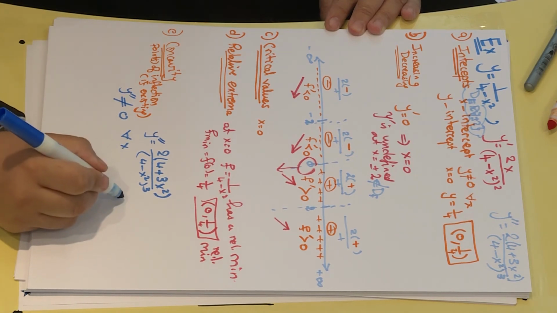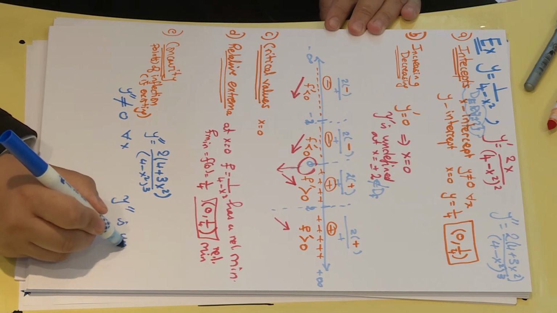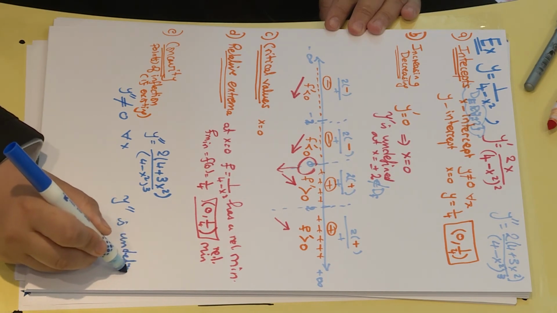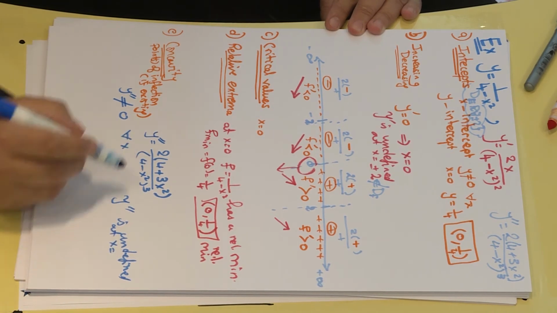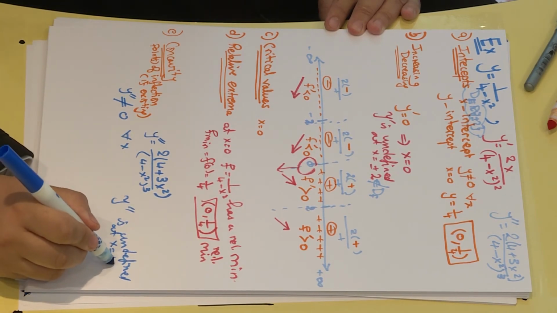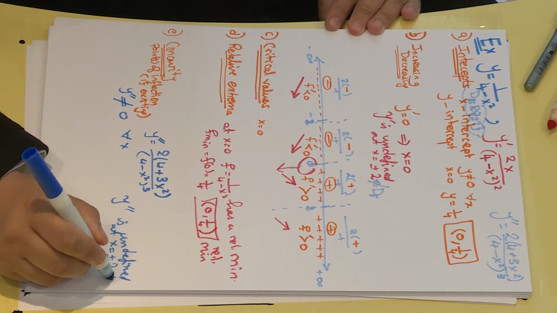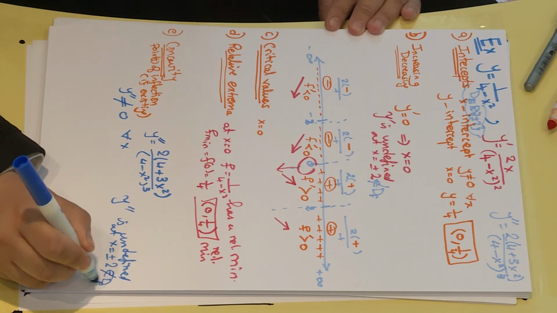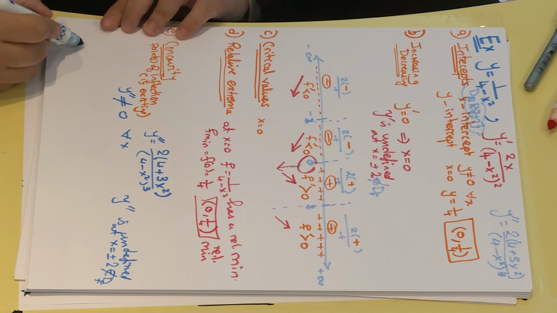What about y double prime being undefined? It is undefined at x equals whatever makes the denominator 0, plus or minus 2. And again, we have to say that these two values do not belong to the domain of the given function f. Okay? So again, we go to the real line.